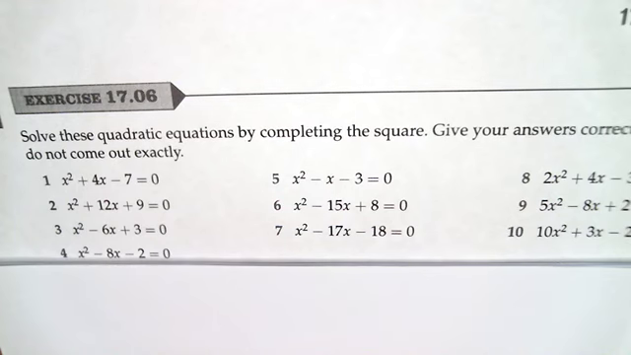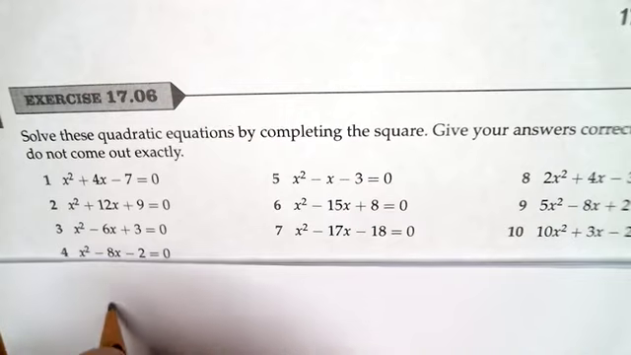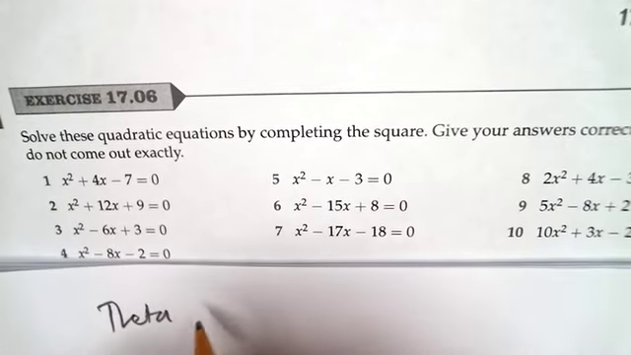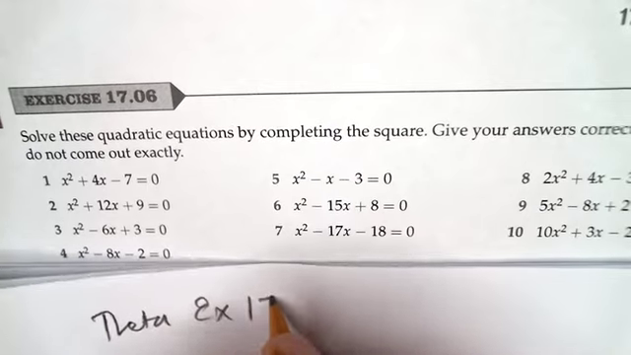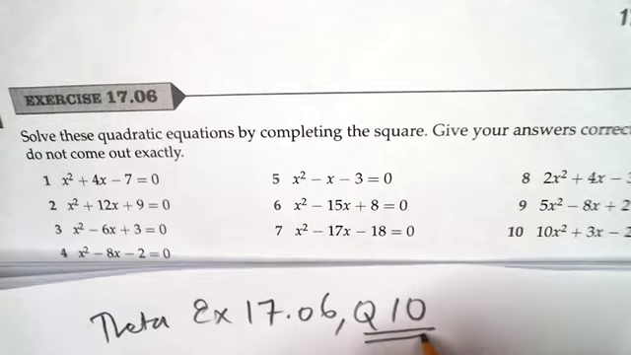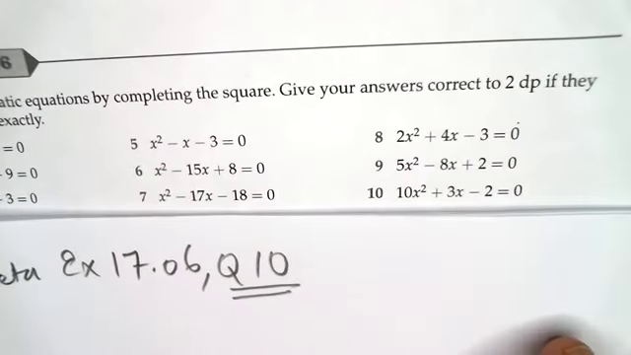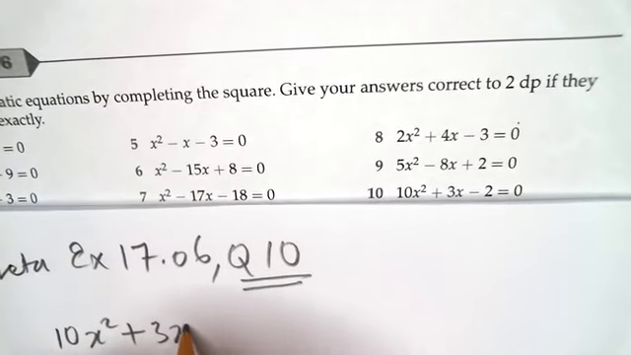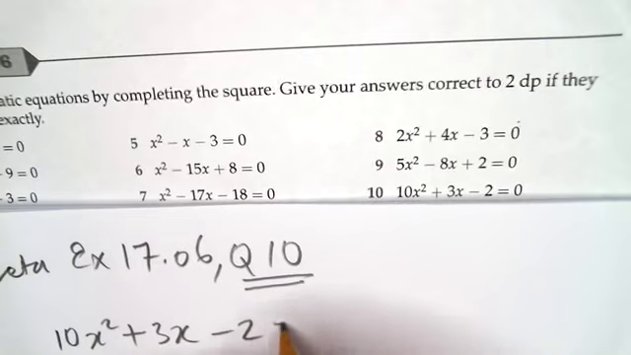I'd like to have a look at exercise 17.06. So this is Theta exercise 17.06, and this is question 10. This is the last one here, and I'm going to write that out. So it's going to be 10x squared plus 3x minus 2 is 0.